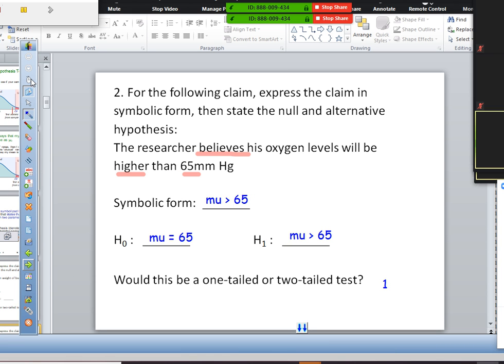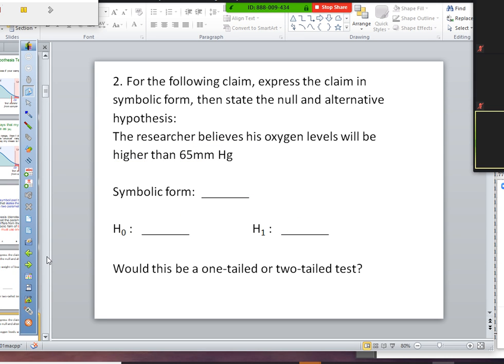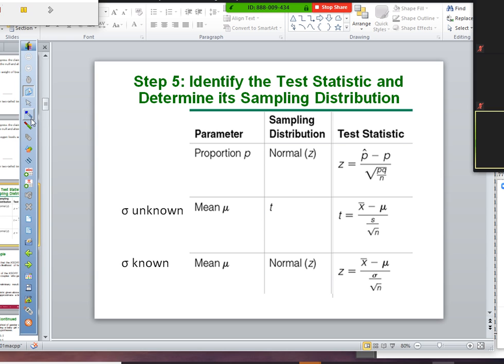Any questions on that before we move on? No. Okay, good deal. All right, so then here is our test stat.